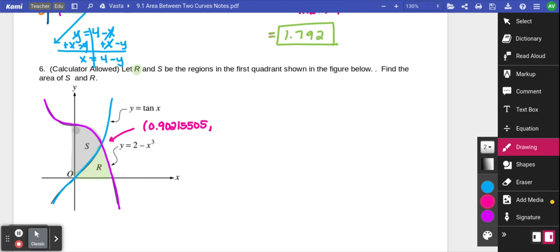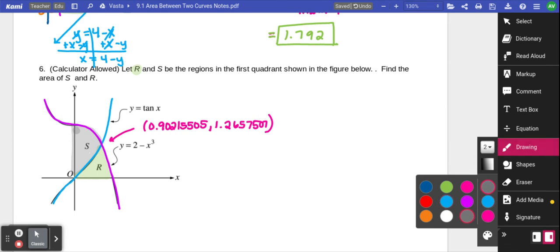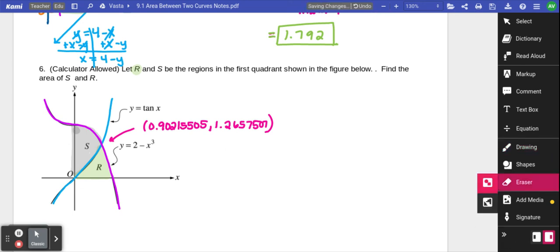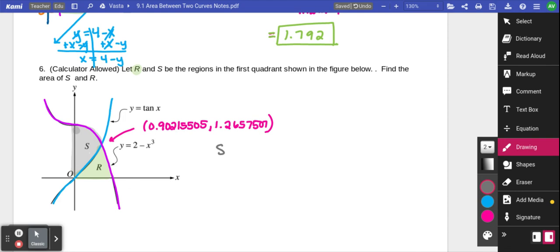0.902155505, comma 1.2657507. Now let's work on S first. Now, because I'm asked to find both, and in an FRQ, how I find my answer is really important, I'm going to make sure to very clearly show that I'm finding the area of S first.